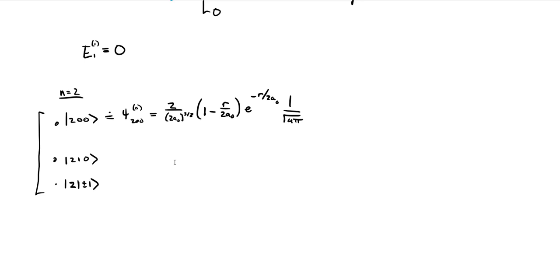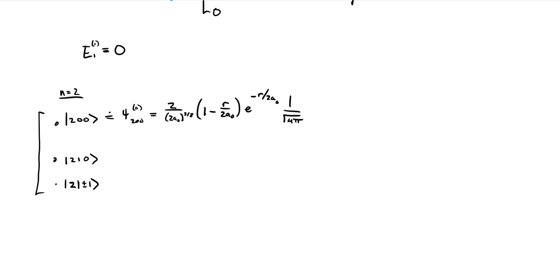That may seem pretty daunting and tedious to do. However, we can take advantage of some of the properties of these wave functions, in particular the fact that all these wave functions have a definite parity that we can use to show that a lot of those elements in that perturbation matrix are going to be 0.